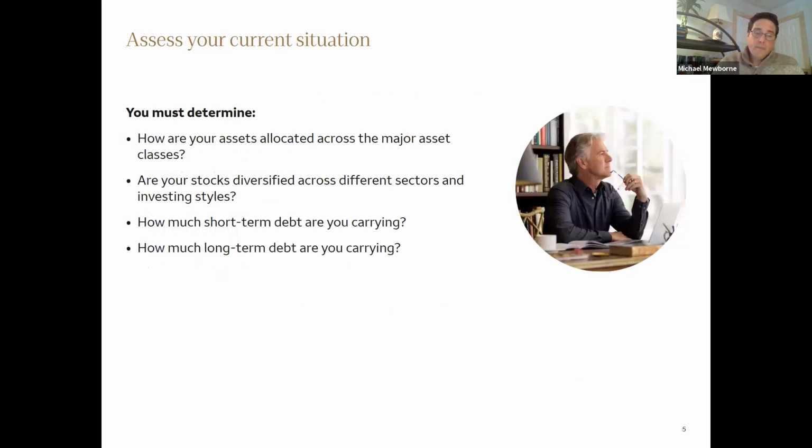First thing you need to do in order to answer that question of how to weather market volatility is to ask yourself, where am I? Assess your current situation, gather the information that you need to be able to answer that question, and then develop a strategy based on all the information that you gather. How are your assets allocated across all of those major asset classes that we're going to talk about? Cash, stocks, bonds. Are you diversified across different sectors? How much short-term debt do you have? How much long-term debt do you have? The goal is to gather all this information before you start developing an investment strategy. And if you already have an investment strategy, now's the time to reevaluate that strategy to find out if you're still on target.